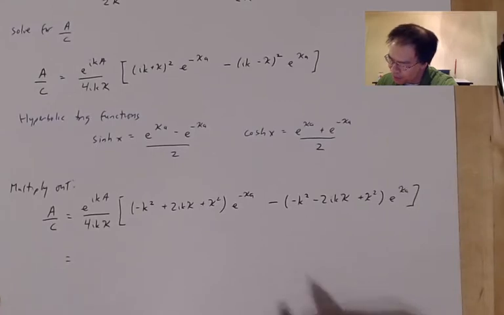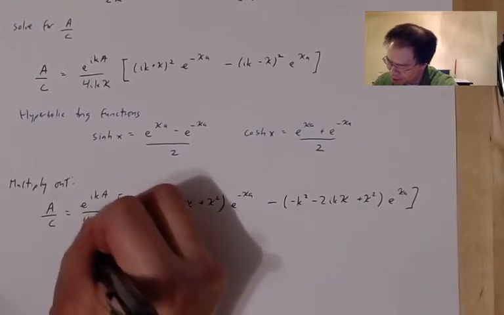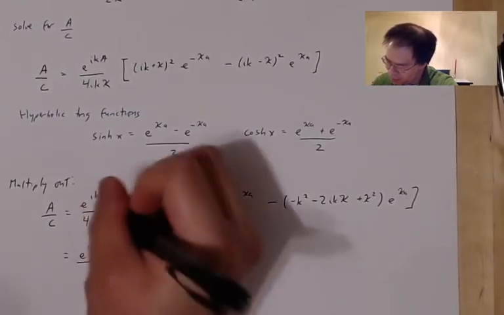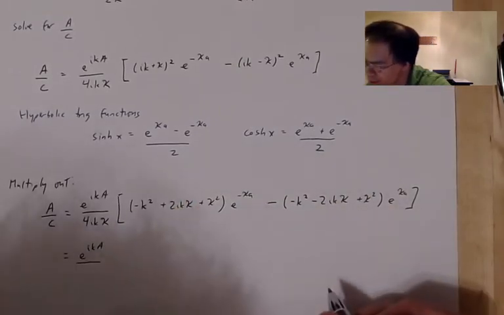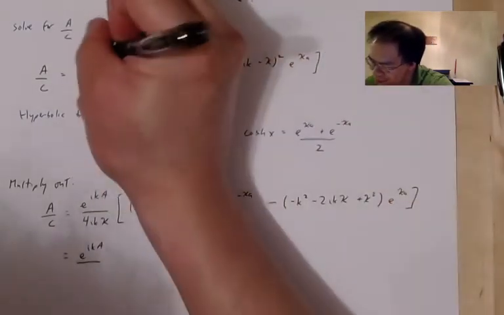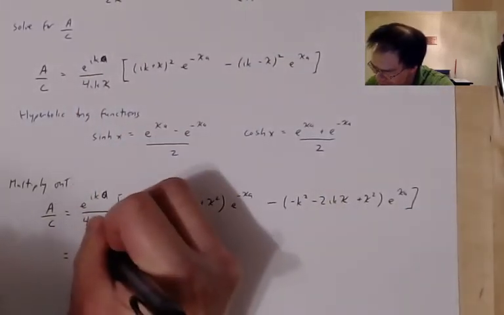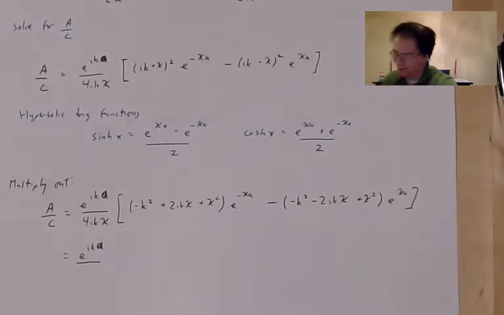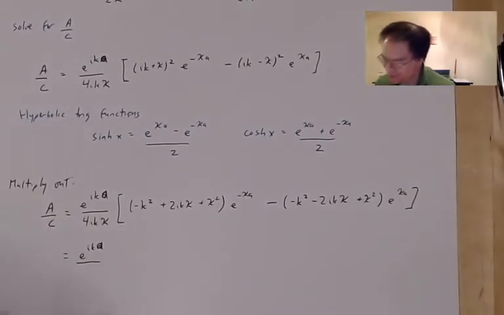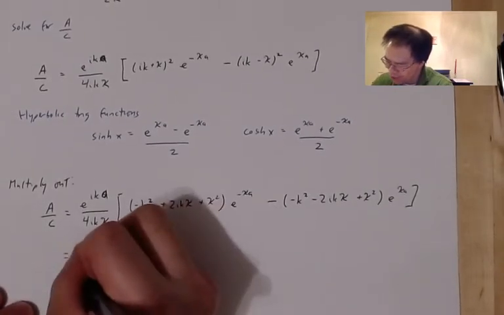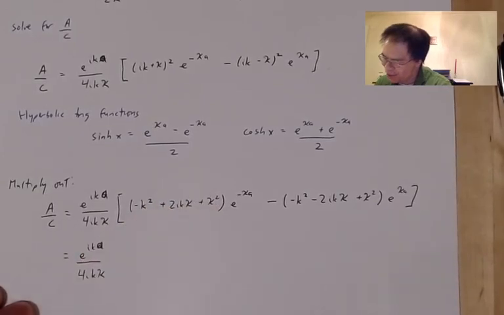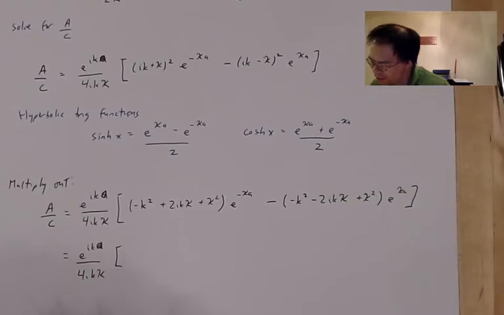Okay, so that gives me e to the ika, oops, okay, little a. Whoa, what happened there? I miswrote this. That should be a lowercase a. Dumb mistake on my part. e to the ika over 4ik kappa. Okay, let's do this.